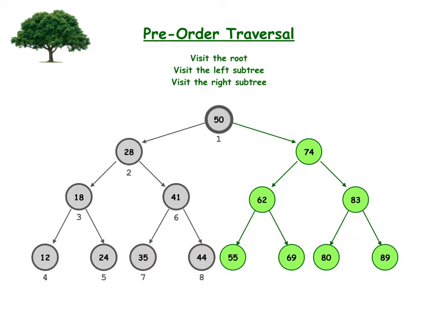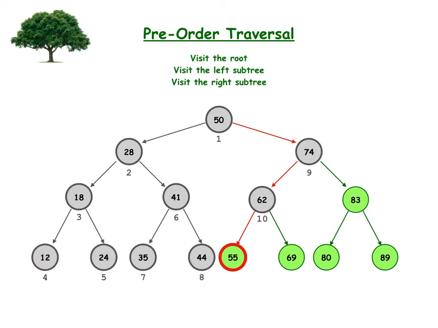We come back up. We're back at 50, we're back at the top. We have visited 50, we have visited its left subtree. Now we must visit its right subtree. So 74 is the root of its subtree. We visit it. Then we go to its left subtree. Now we're at 62. 62 is the root of its subtree, so it gets visited. Then we visit 62's left subtree.